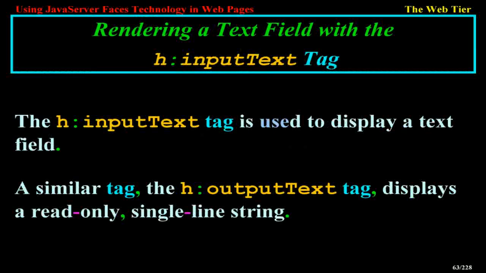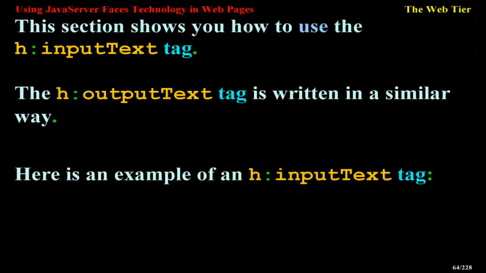Rendering a Text Field with the h:inputText Tag. The h:inputText tag is used to display a text field. A similar tag, the h:outputText tag, displays a read-only, single-line string. This section shows you how to use the h:inputText tag. The h:outputText tag is written in a similar way.